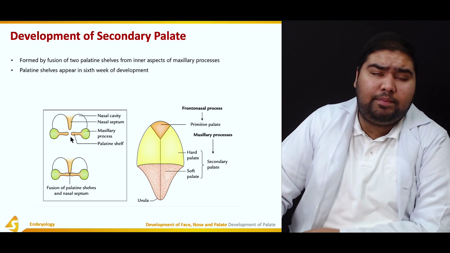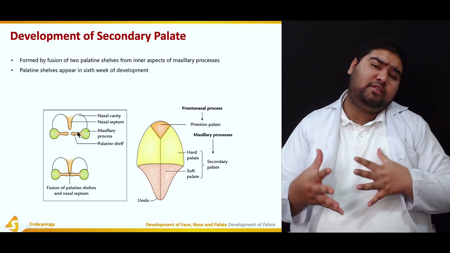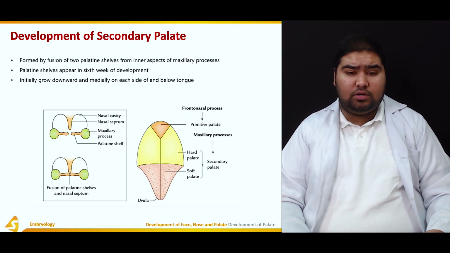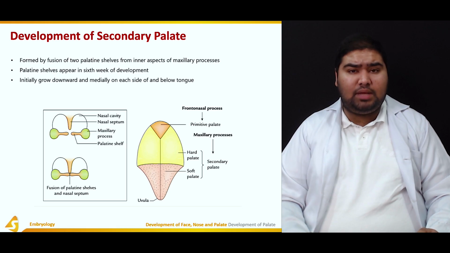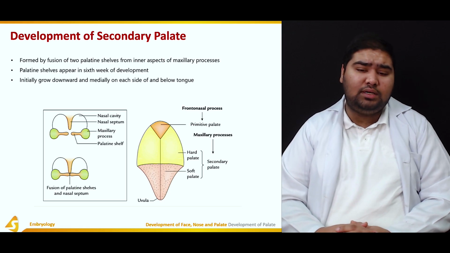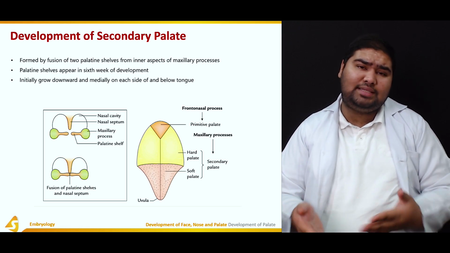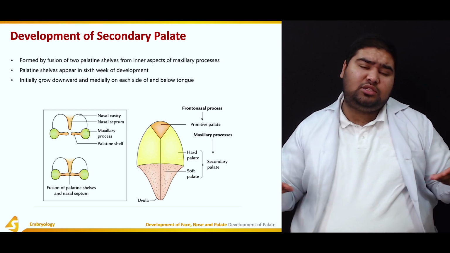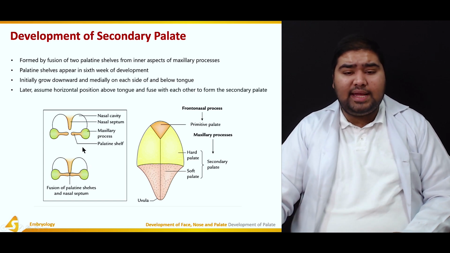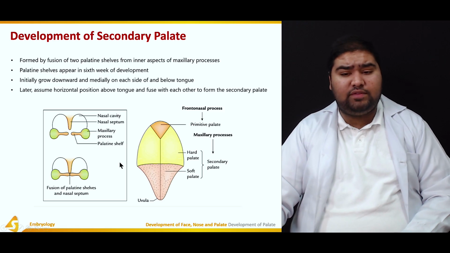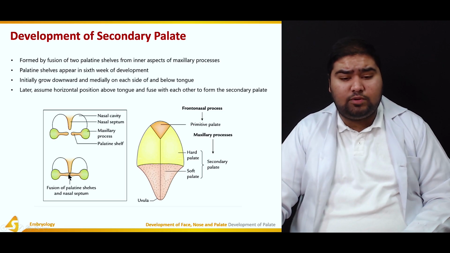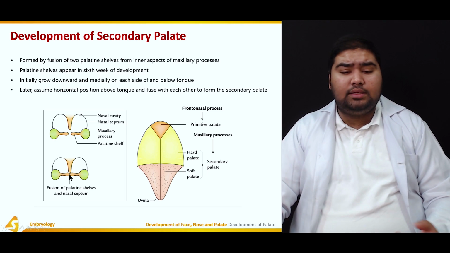The palatine shelves appear in the 6th week of development. So the 6th week of development starts, and the palatine shelves appear as swellings from the maxillary process. They initially go downward and medially. So initially they're growing downward and medially on each side of and below the tongue. So they lie on each side of the tongue and they're growing medially, that is towards each other, as well as downwards. So later they assume a horizontal position above the tongue and fuse with each other to form the secondary palate. Here you can see they are assuming a horizontal position and fuse with each other to form the secondary palate.